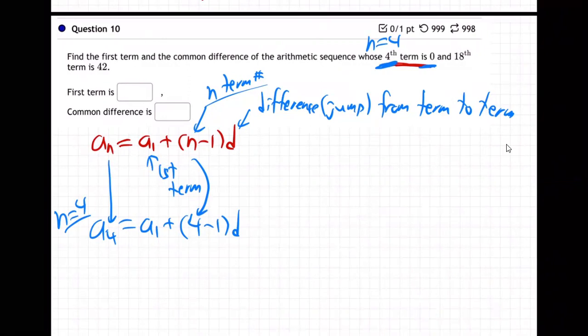And it's saying the fourth term, the a sub 4, is 0. So this term is 0. The fourth term is 0. The first term, I don't know. 4 minus 1 is 3d.